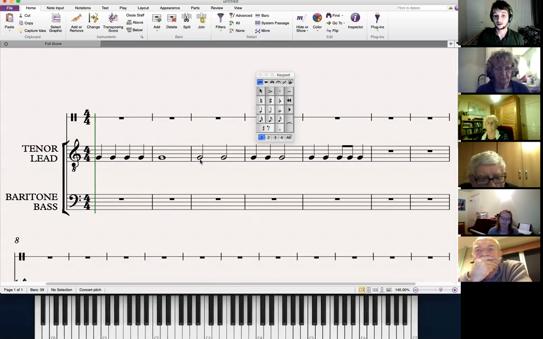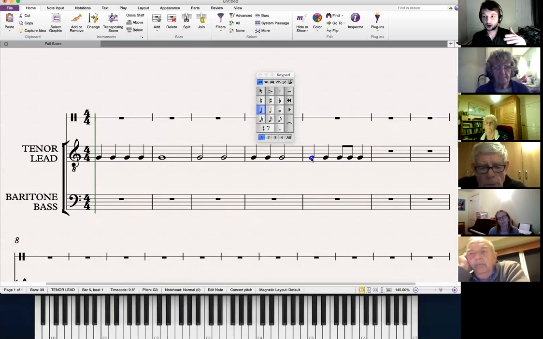Moving to the next bar, obviously I would hold each of these beats for 2 each. So this one would cover beats 1 and 2, and this one would cover beats 3 and 4. And then we would have 1, 2, 3, 4. Then we get to a little bit more complicated bar. 1, 2, 3, and 4.